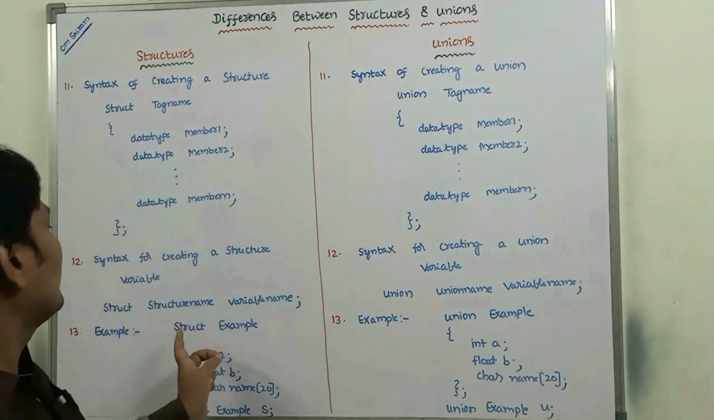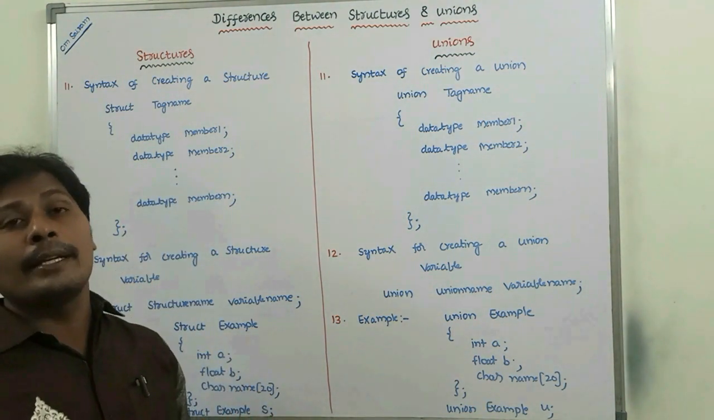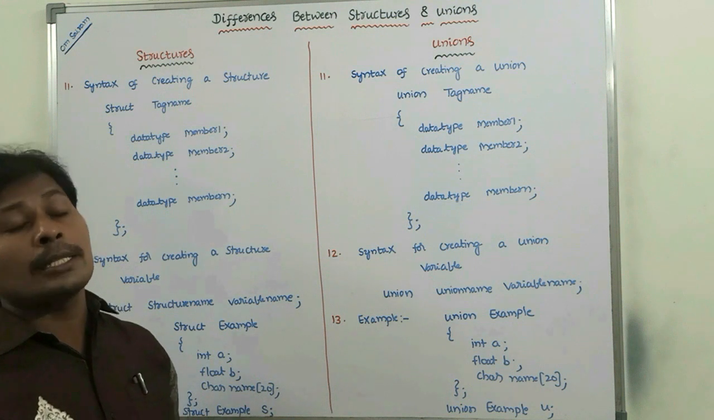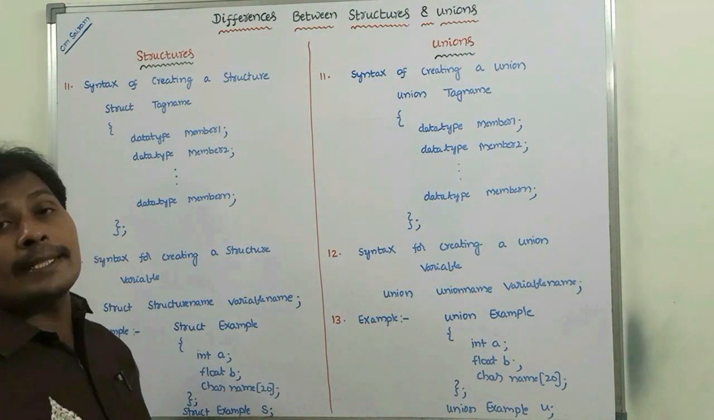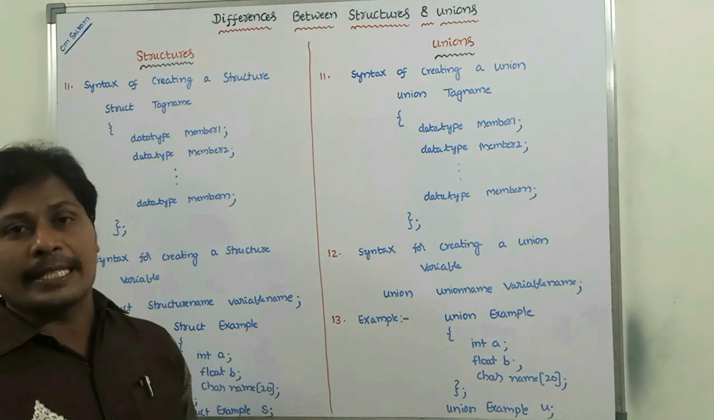So these are the 13 differences between structures and unions. Each and every difference can be explained with an example.